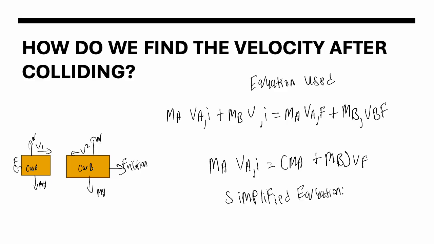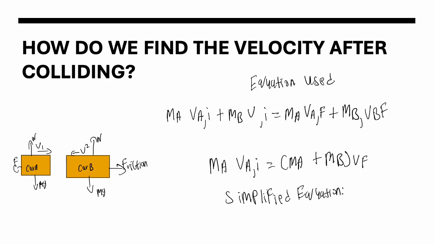Because the collision is perfectly inelastic, the equation we're going to be using is conservation of momentum: mass A times initial velocity plus mass B times initial velocity equals mass A plus mass B times final velocity.